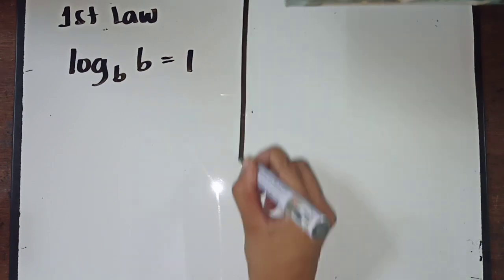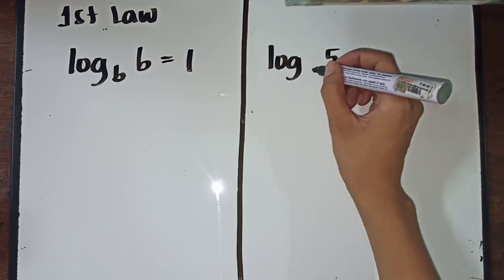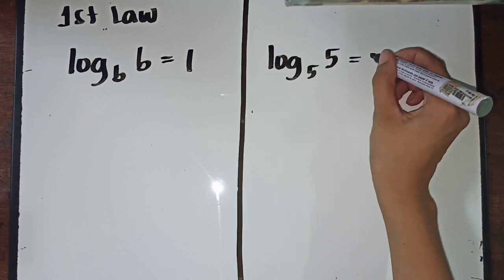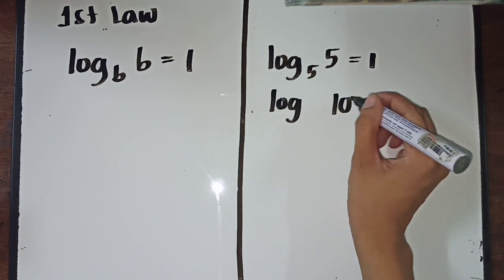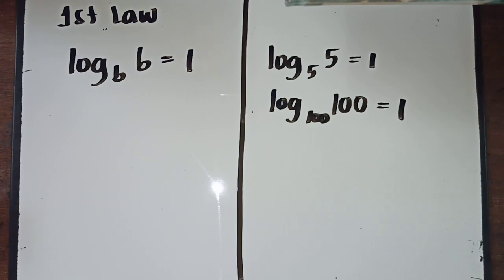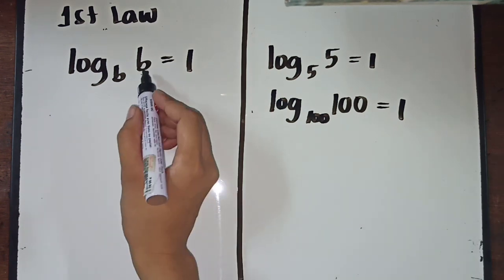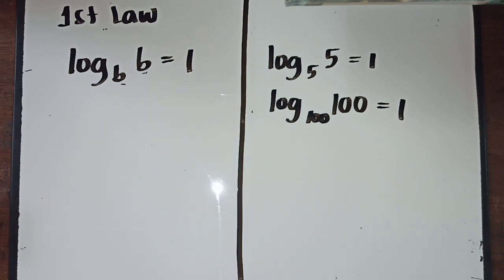So for example, kung meron tayong logarithm of 5 to the base 5, the answer is 1. Kung meron tayong logarithm of 100 to the base 100, the answer is 1. Okay? Kung meron kang logarithm of 1 million to the base 1 million, the answer is still 1. Basta magkatulad itong base na to and yung answer. So, that is equal to 1.